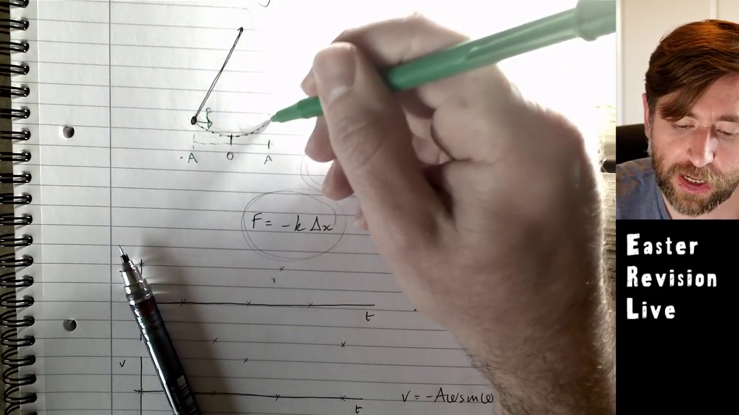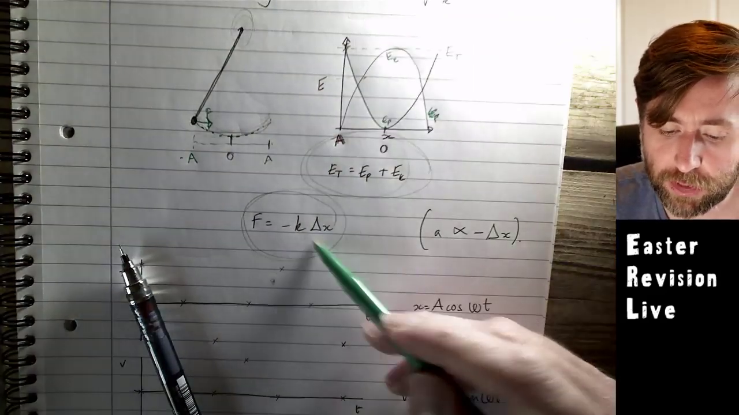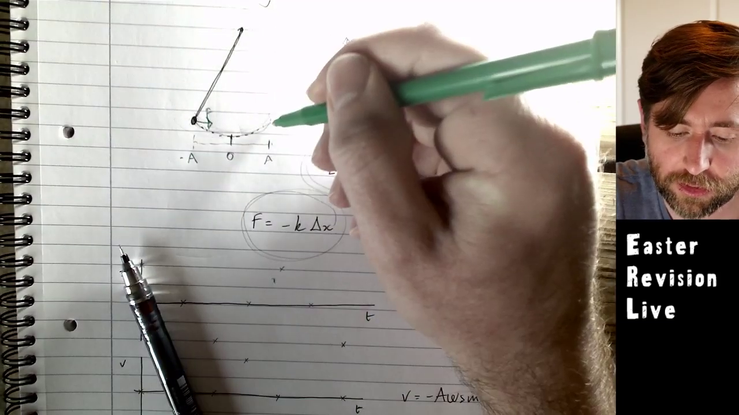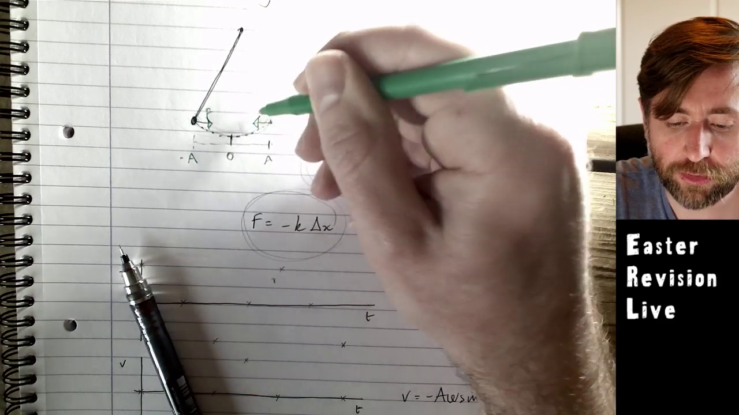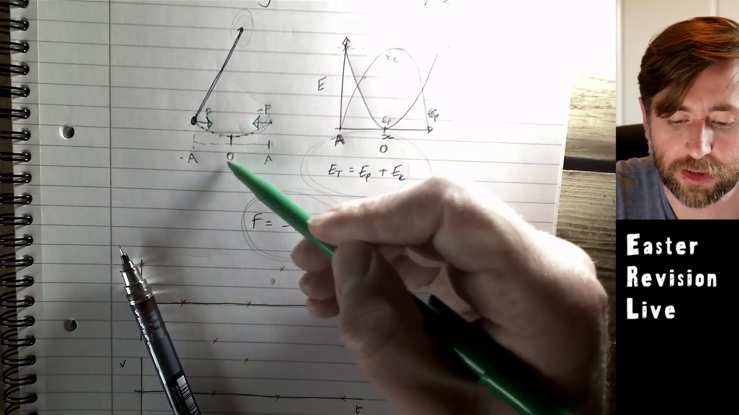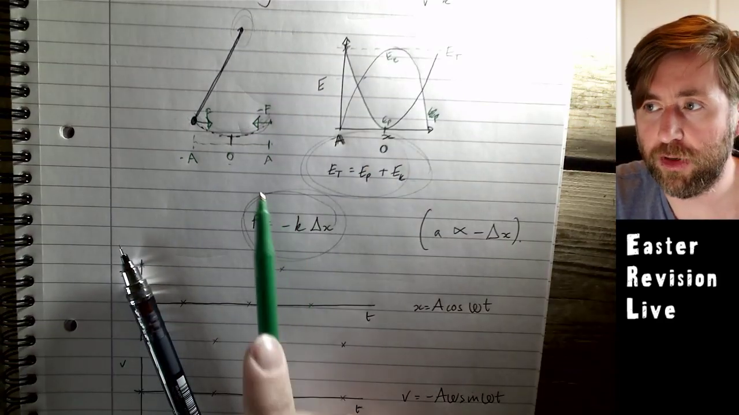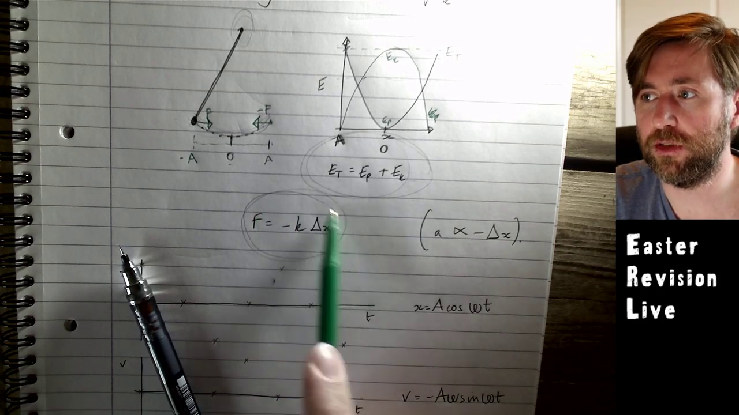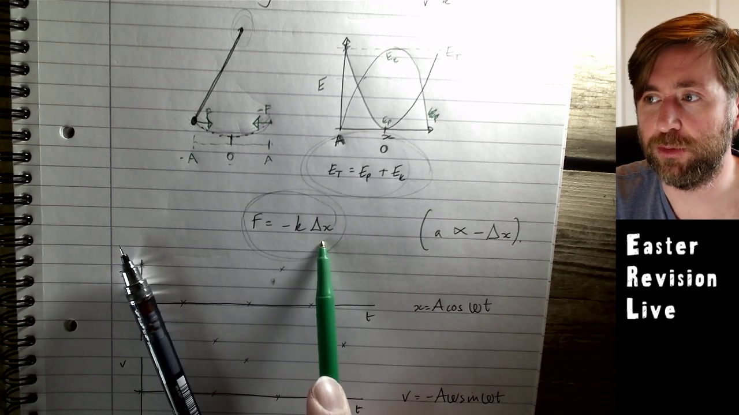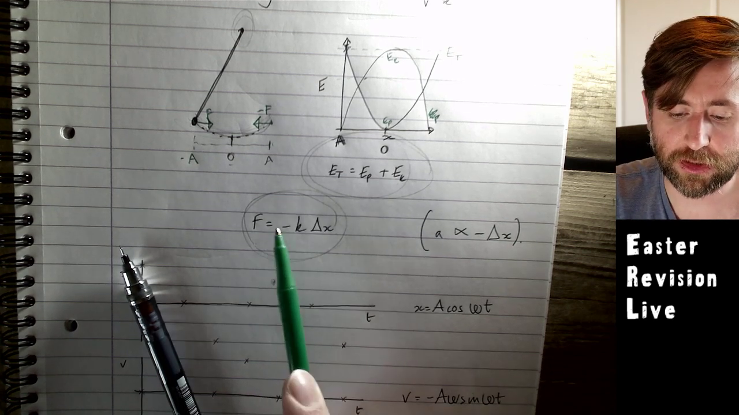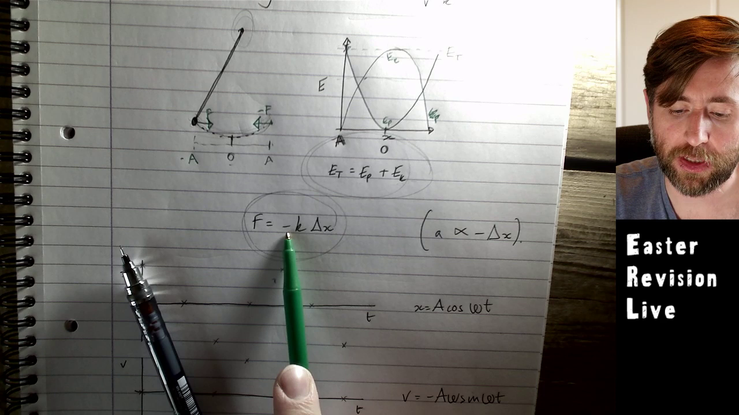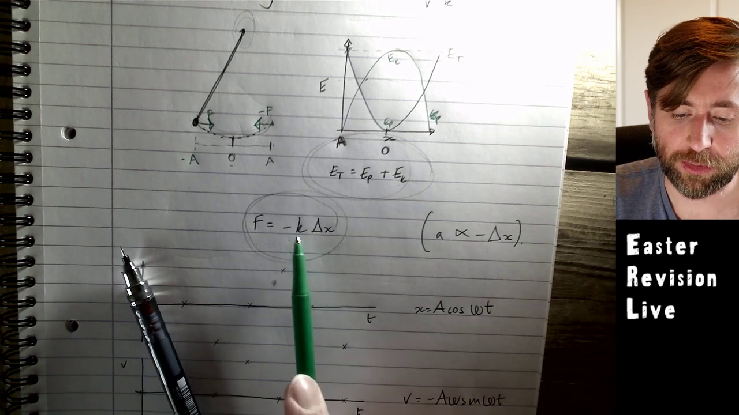Now at this point A, which is the maximum, the largest delta X, if you like, the largest change from that equilibrium position, there is a restoring force towards the equilibrium position. So it's a very important definition, right? Now this has three aspects to it. There is a restoring force which is towards the equilibrium position.